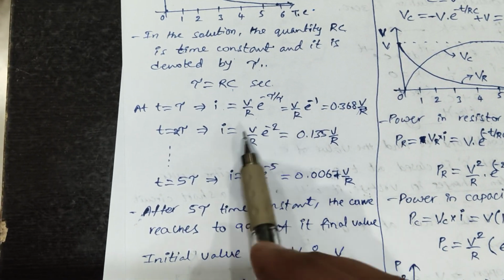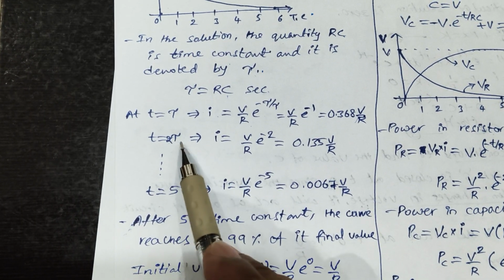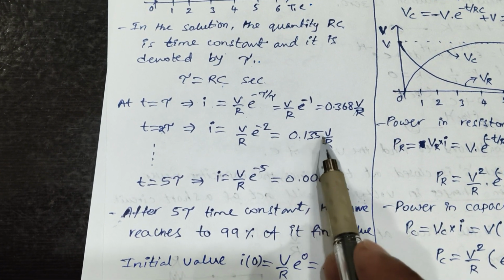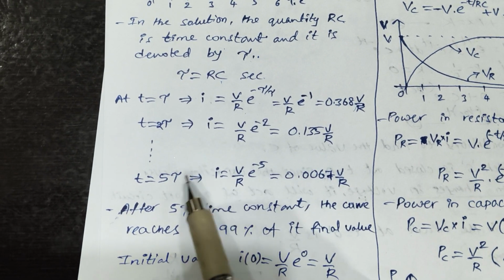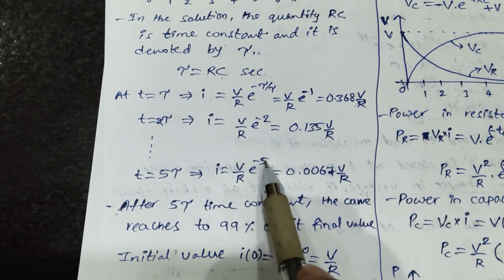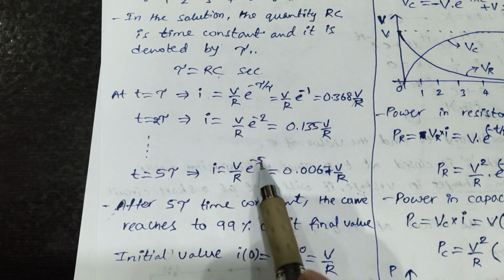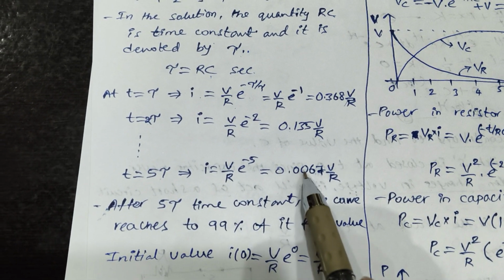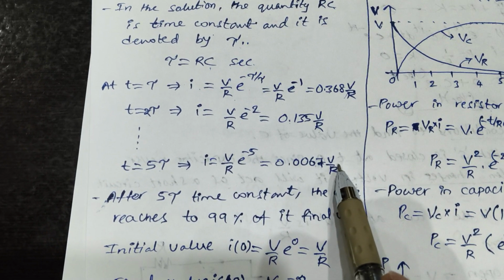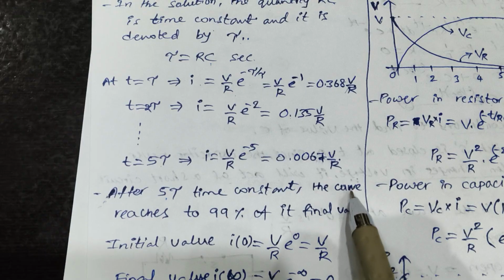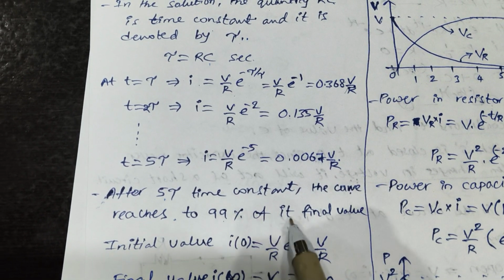In a similar way, if you substitute t is equal to 2 tau, e power minus 2 gives 0.135 times V by R, and so on. When t is equal to 5 tau, I is equal to V by R into e power minus 5 tau by tau, which is equal to e power minus 5, and you will get 0.0067 times V by R. After 5 tau time constants, the curve reaches 99% of its final value.